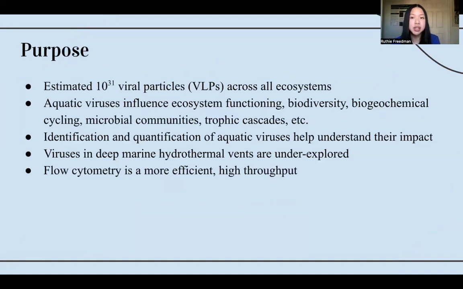There's an estimated 10^31 viral particles across all ecosystems, which makes viruses the most abundant entity on Earth. About half of these viral particles can be accounted for in marine ecosystems. These aquatic viruses influence ecosystem functioning, biodiversity, biogeochemical cycling, microbial communities, trophic cascades, etc. The list goes on. So the identification and quantification of aquatic viruses helps us understand the extent of their ecological impacts. And viruses in deep marine hydrothermal vents tend to be underexplored. There's not a lot of research out there.